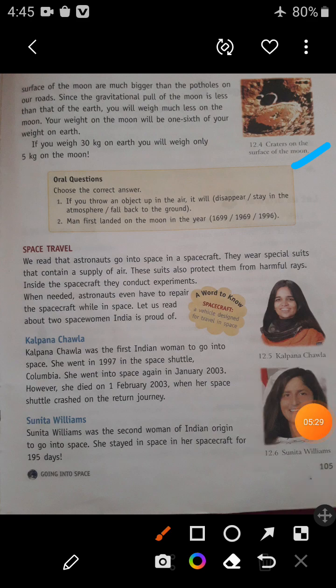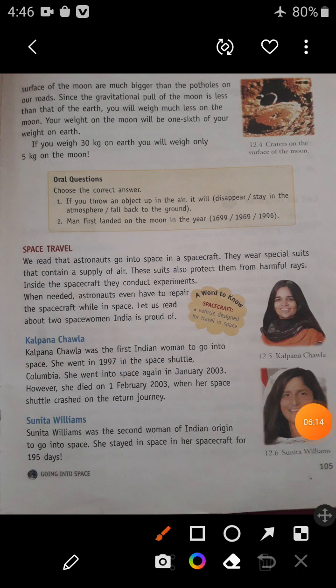Students, here is the first question. If you throw an object up in the air, it will disappear, stay in the atmosphere, or fall back to the ground. The correct answer is fall back to the ground. It means if you throw an object up in the air, it will fall back to the ground. So you have to underline fall back to the ground. Okay, is that clear to you all?